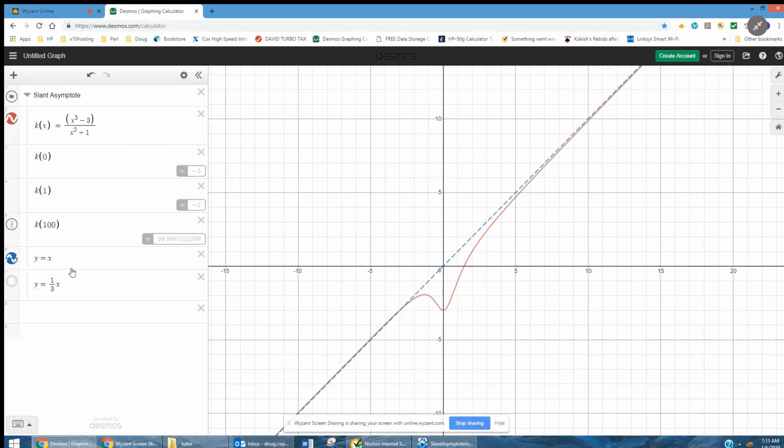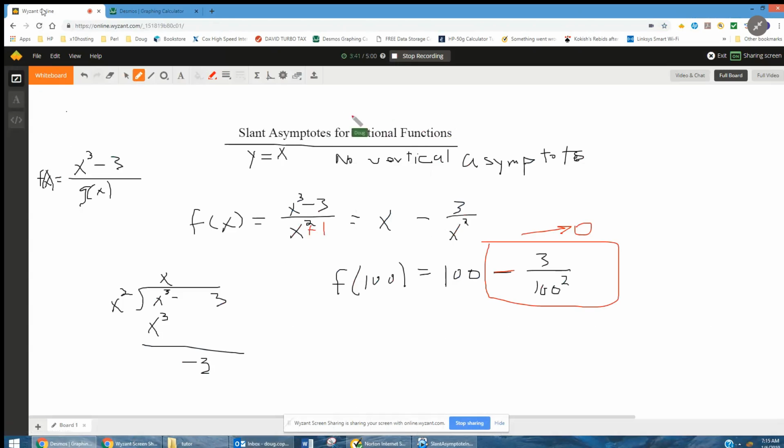And since I can rewrite it as we saw, oh, this isn't the same problem. Okay, so the graph is always under the line y equals x, but it's getting closer and closer. So you might want to try long division of x squared plus 1 into x cubed minus 3. As a matter of fact, let me do that.